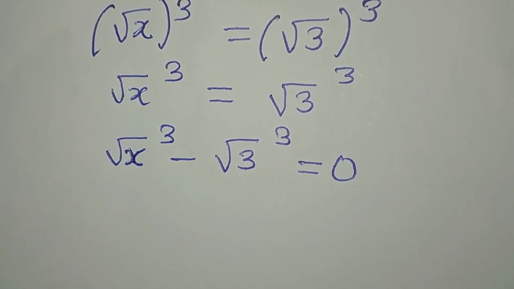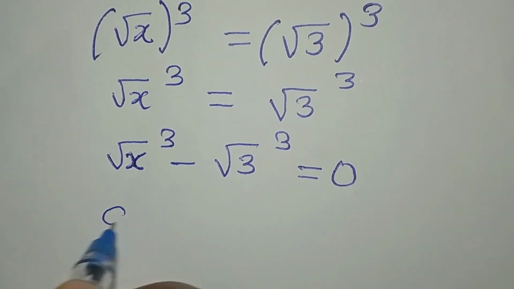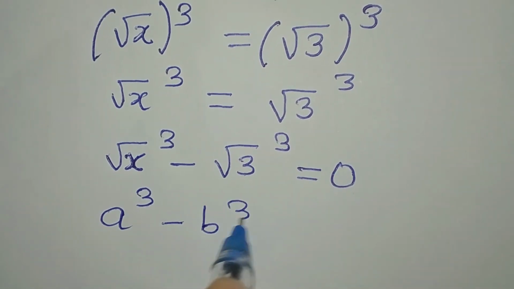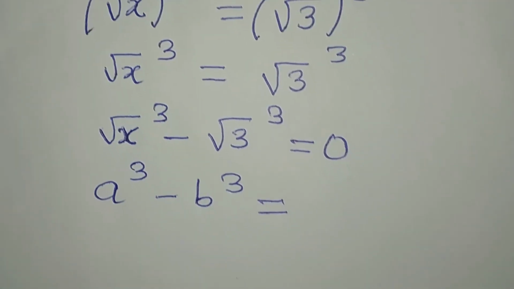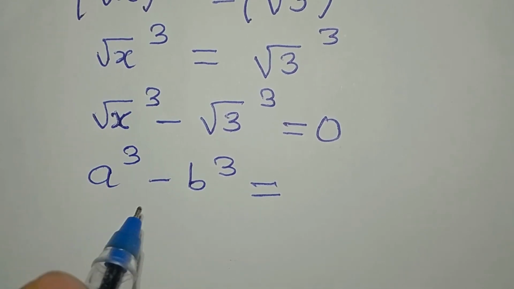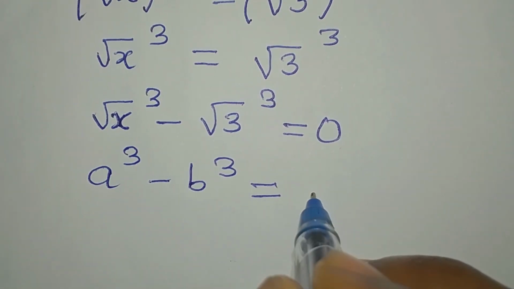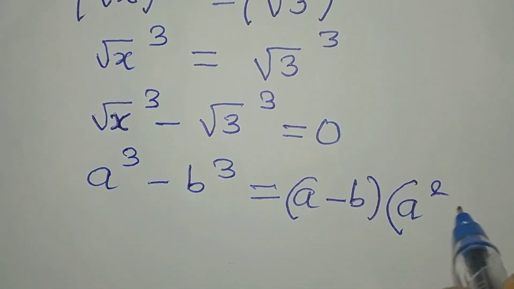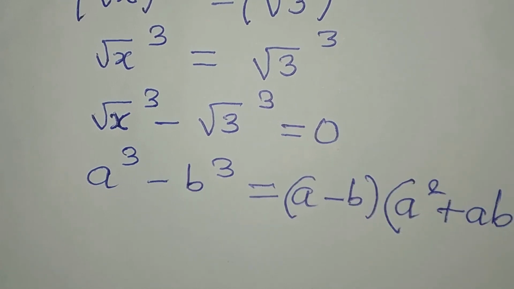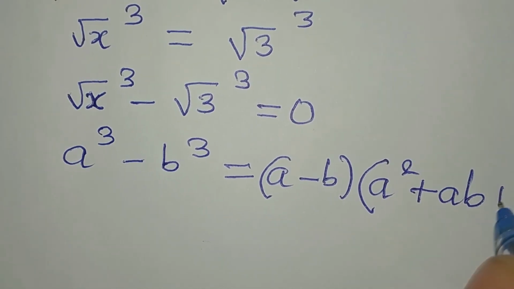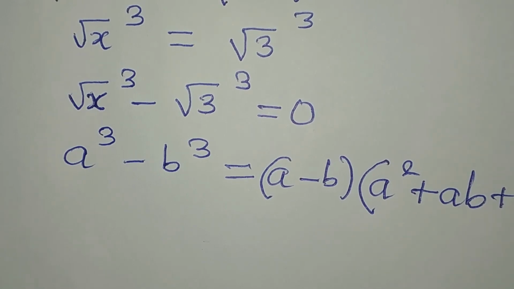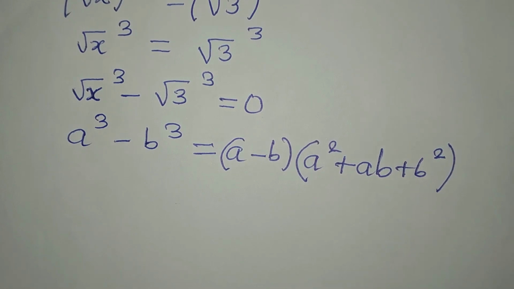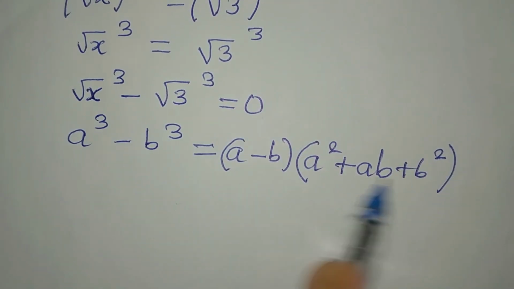Now what again can we do? We are going to apply this. If you have a to the power of 3 minus b to the power of 3, we have a difference of cubes, right? And this, the difference of two cubes, will be equal to a minus b into a squared plus ab, then we have plus b squared. Then we close this.